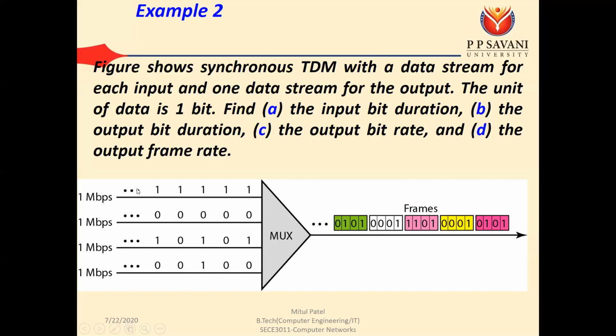Okay, so in that way, how many frames in total will be created? So with our 1 Mbps, that means a total of 10 million frames are going to be created.